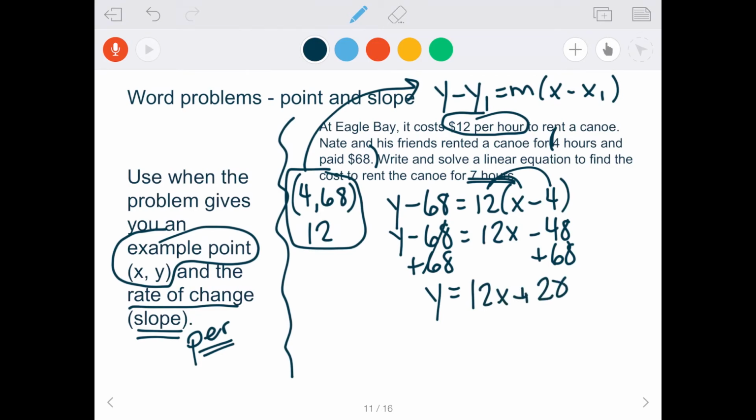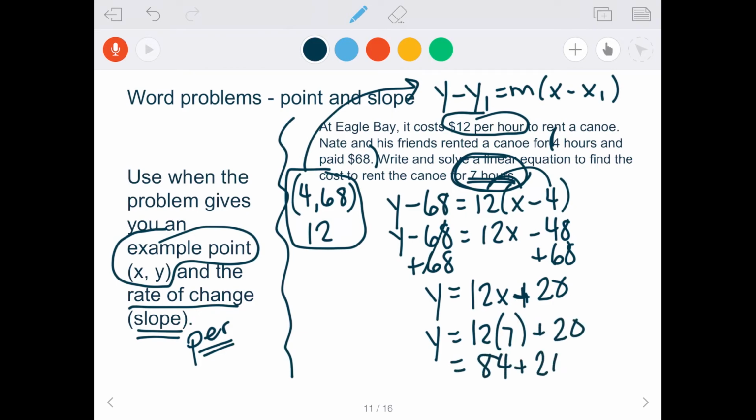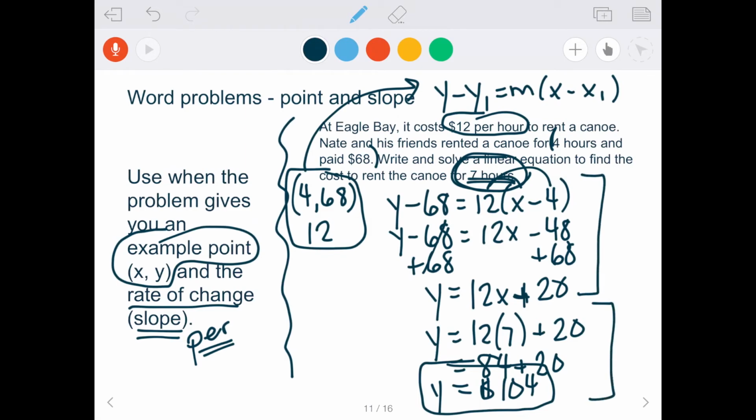Once we have this simplified, we can substitute in 7 to find out what our cost would be. 12 times 7 is 84. So that means, let's see, it would be $104 to rent the canoe for 7 hours. Okay, substitute into point slope and simplify, then substitute again to find your final answer.